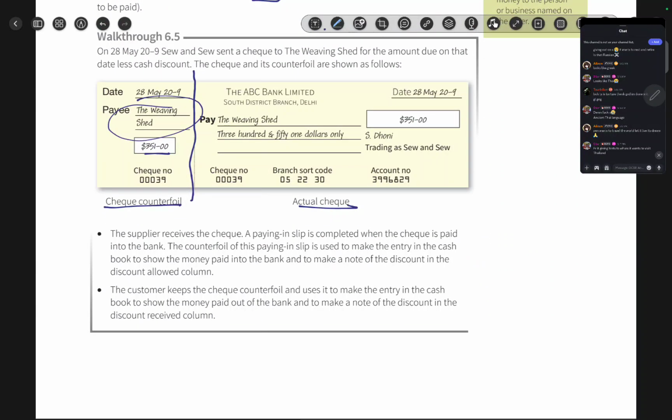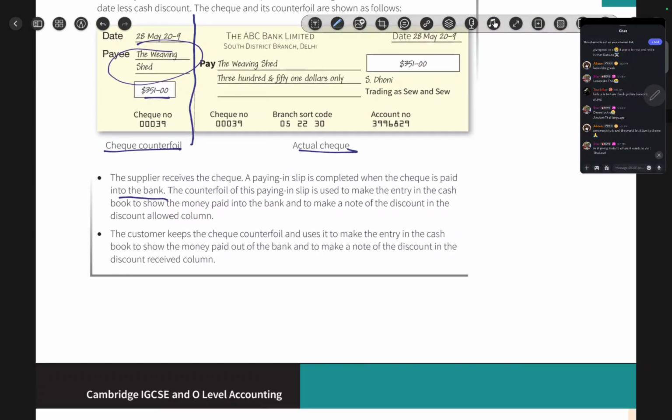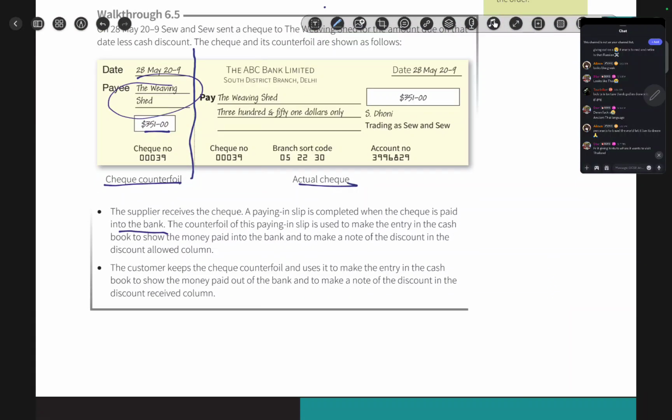When the supplier receives the check, a paying in slip is completed when the check is paid into the bank. The counterfoil of this paying in slip, man, I forgot all of this. The counterfoil of this paying in slip is used to make an entry in the cash book to show the amount of money paid into the bank and to make a note of the discount allowed column.